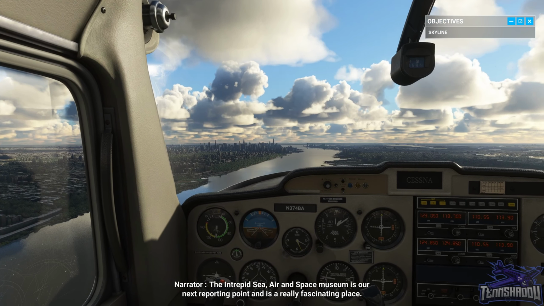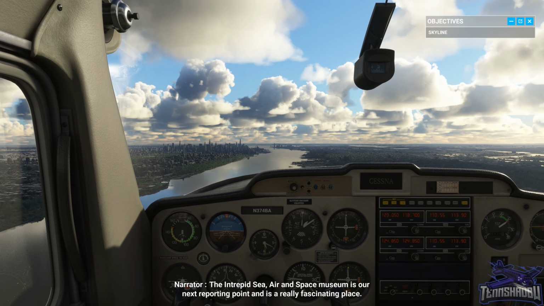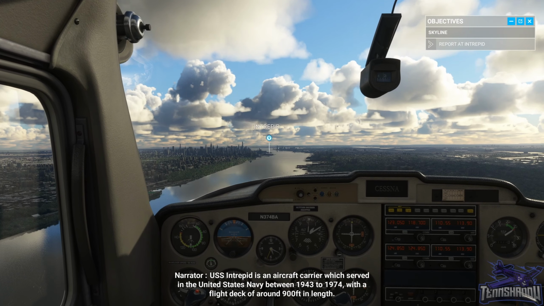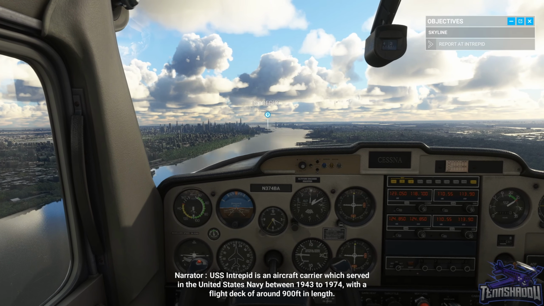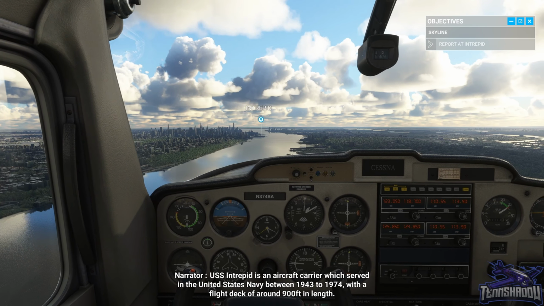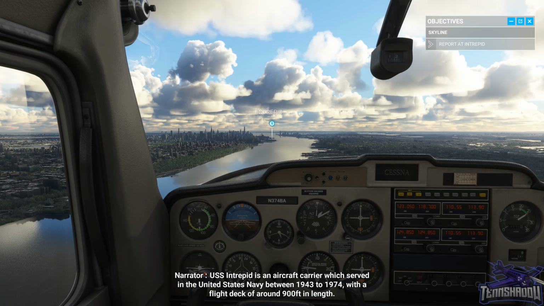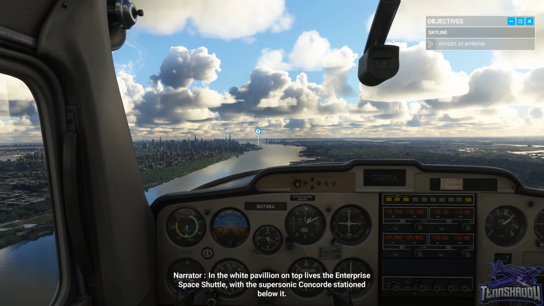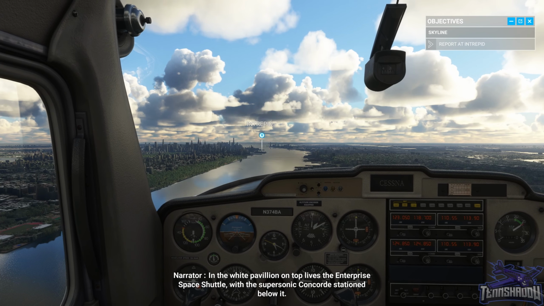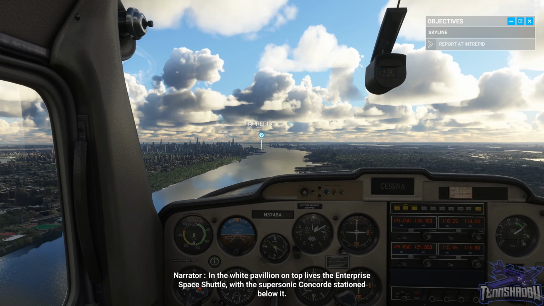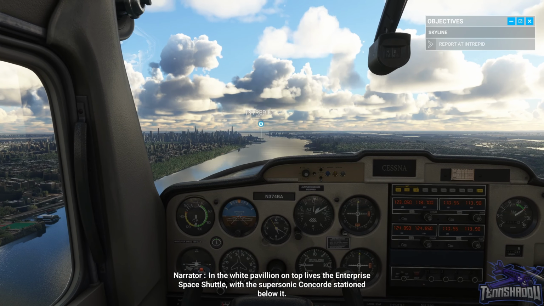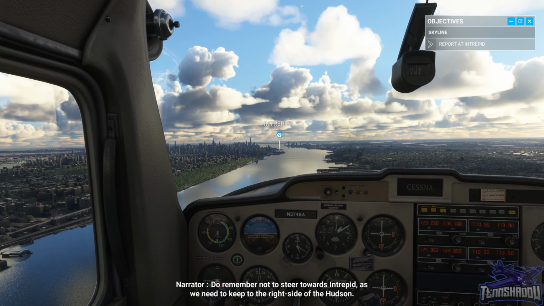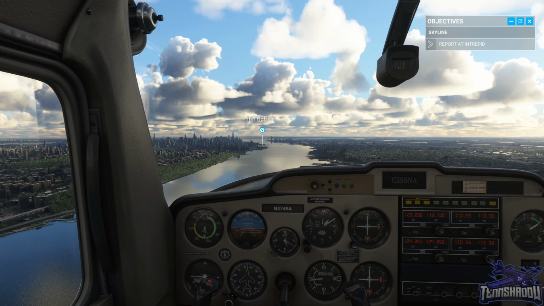The Intrepid Sea, Air and Space Museum is our next reporting point and is a really fascinating place. USS Intrepid is an aircraft carrier which served in the United States Navy between 1943 to 1974, with a flight deck of around 900 feet in length. In the white pavilion on top lives the Enterprise space shuttle, with the supersonic Concorde stationed below it. Do remember not to steer towards Intrepid, as we need to keep to the right side of the Hudson. Yep, will do.